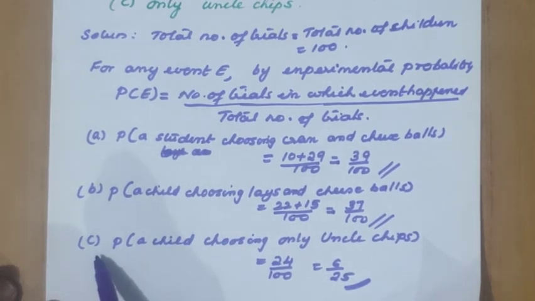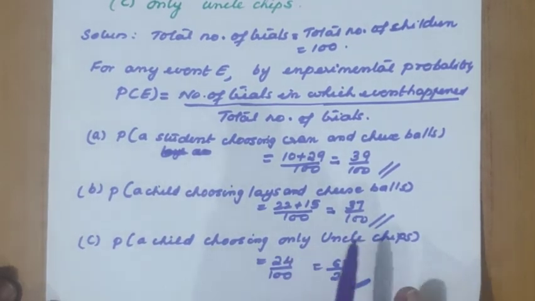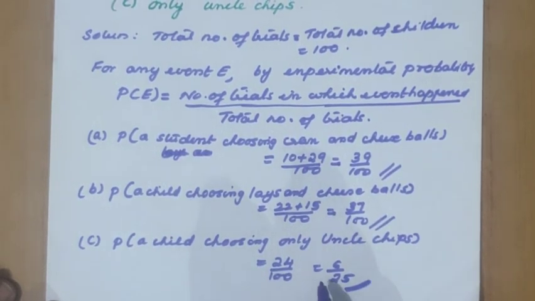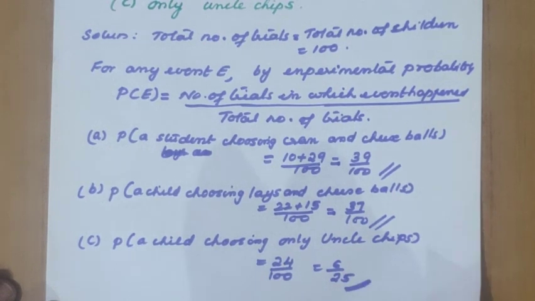Now the C question, P of a child choosing only Uncle Chips. So only one criteria here, that is favoring event is 24. So 24 by 100, if you cancel this one, 6 by 25. So we got the answers 39 by 100, 37 by 100 and 6 by 25.